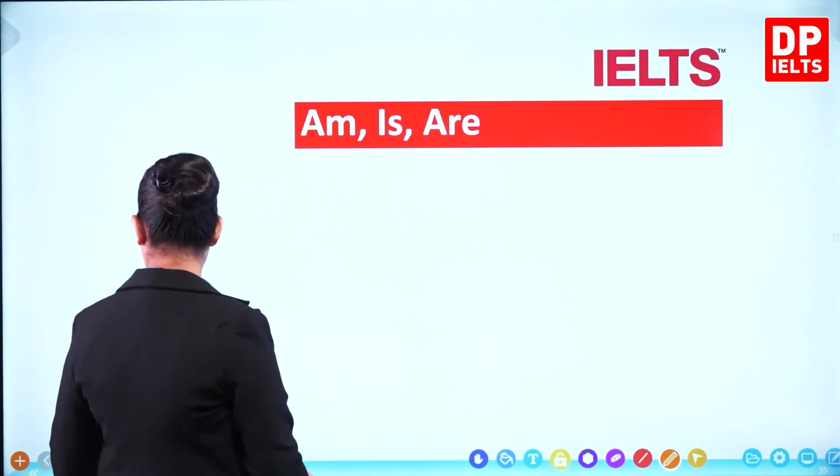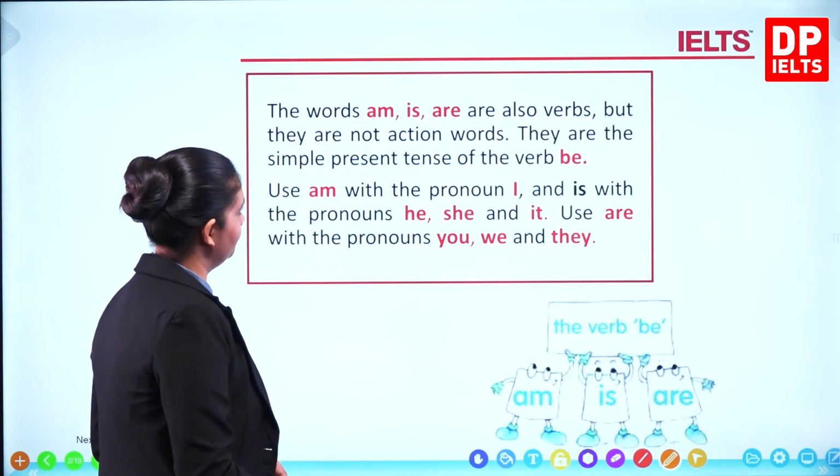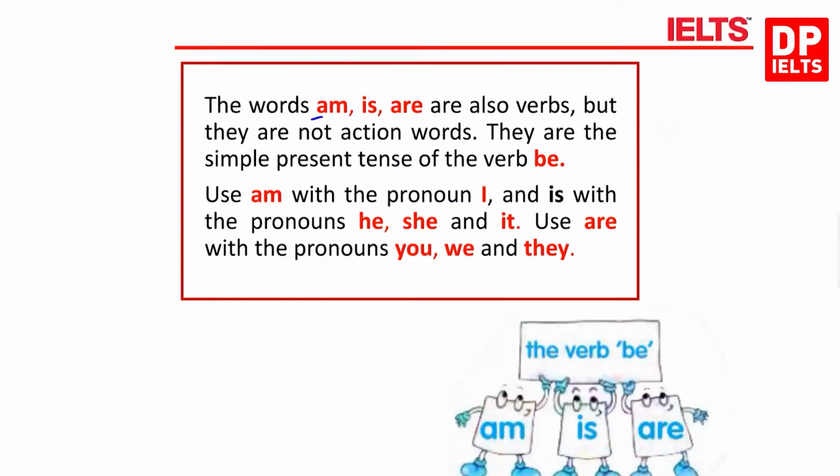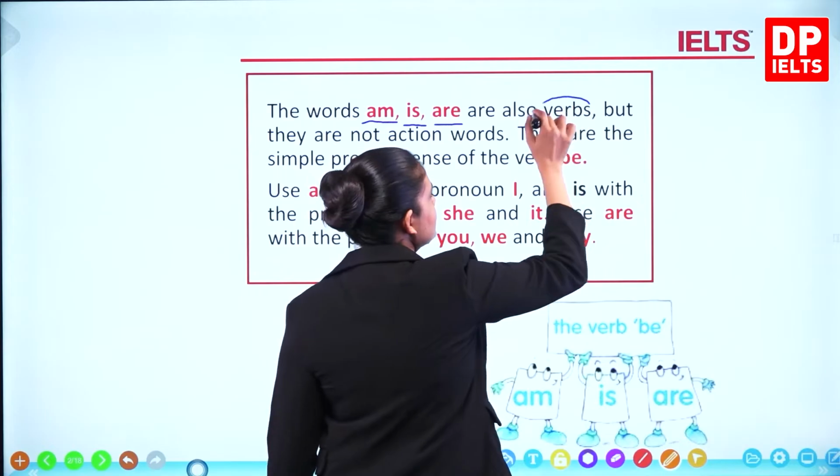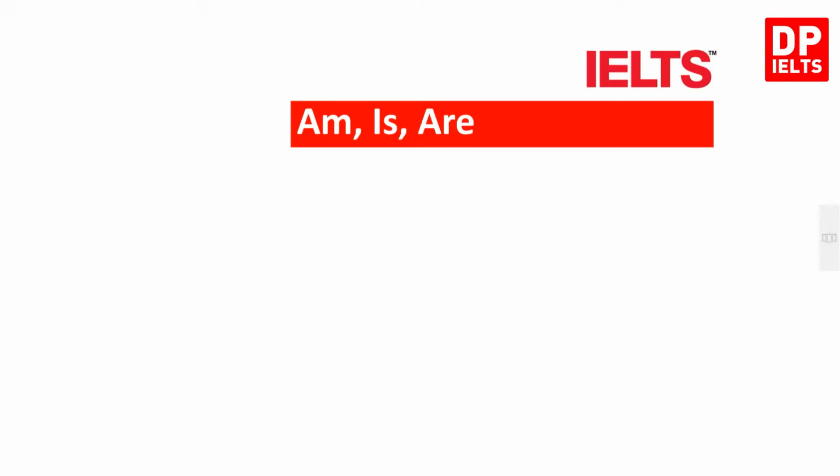So let us have a look at what these words are. The words am, is, are. They are also verbs. am is are யூஸ் பண்றது present tenseல, right? They are present tense verbs.